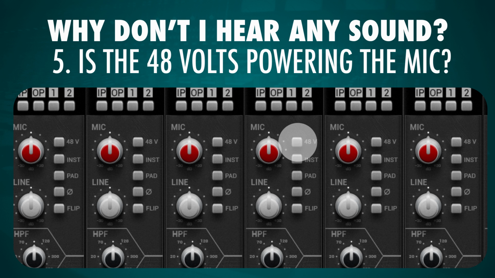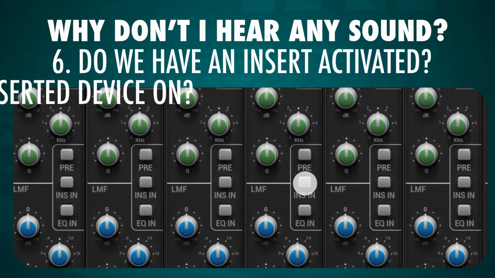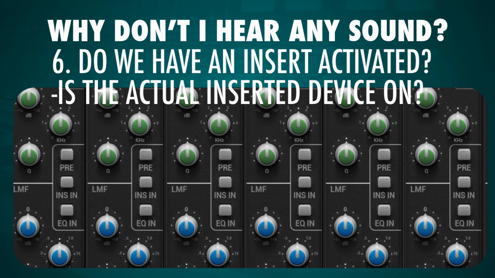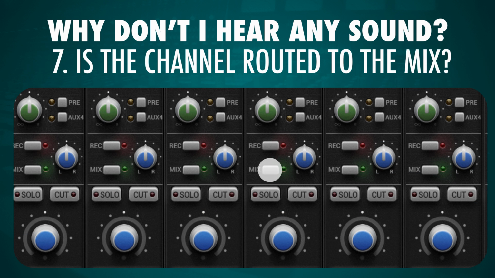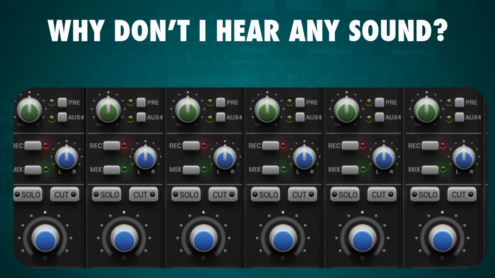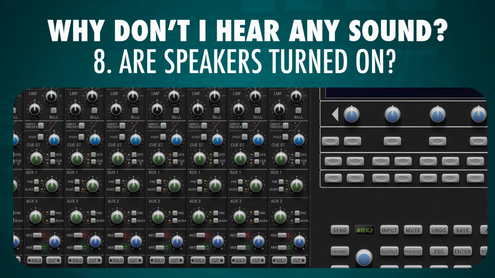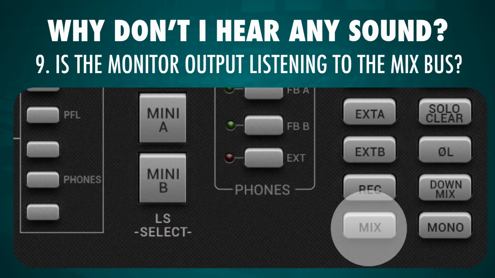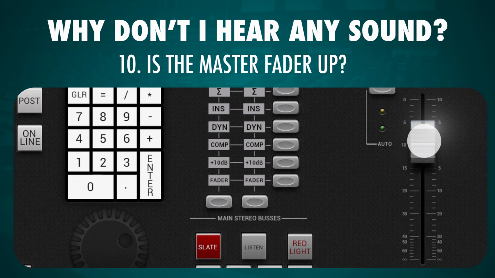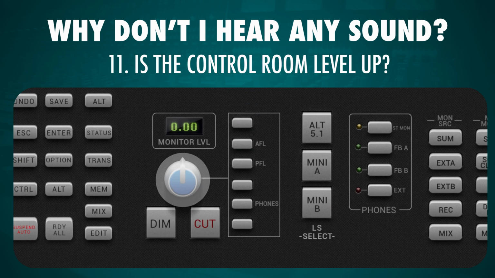If we're working with a condenser microphone, is the microphone powered? Perhaps we have an insert on the channel which is turned off. Are we actually sending this channel to the mix bus? Then we're going to head over to the monitor section. Also good to check if the speakers or monitors are actually on. Then we're going to check if the monitors are actually listening to the mix bus. Is the master fader up? Is the control room volume actually up?